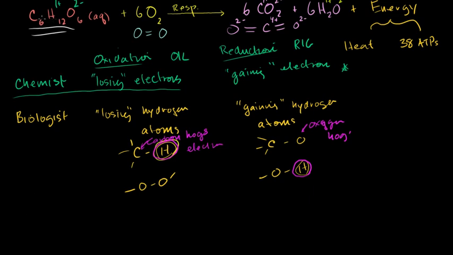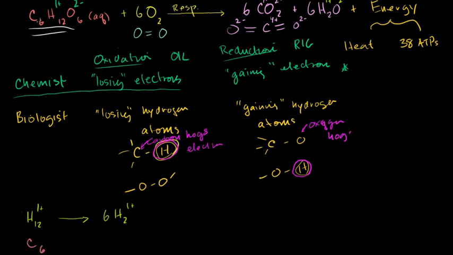I start with 12 hydrogens on this side. Let me just write it this way. So H12 on this side, and they all have a +1 oxidation state, and then cellular respiration occurs, and now I have 12 hydrogens. I can write the 12 a little bit differently here, but they still have a +1. Each of them still has a +1 oxidation state, so nothing from an oxidation reduction point of view happens to the hydrogen.